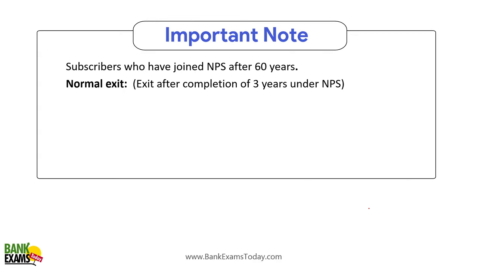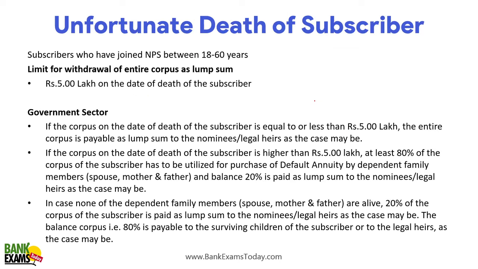So, important note: subscribers who have joined the NPS after the age of 60 years can exit after 3 years of completion, after which NPS exit is allowed. In case of unfortunate death of the subscriber, what would happen? If the amount in the NPS account of the subscriber is less than 5 lakh rupees, there is no limit. You can withdraw your money.